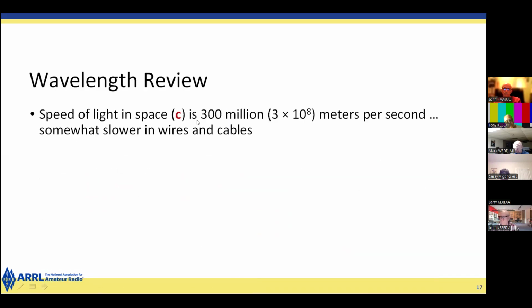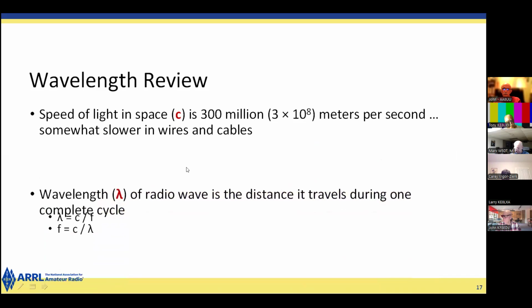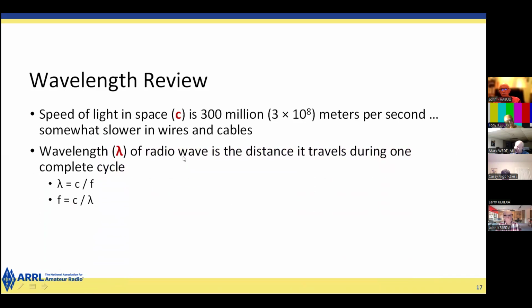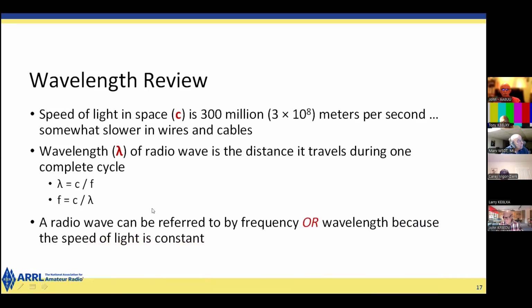Okay, wavelength review. The speed of light is 300 million meters per second, somewhat slower in wires and cables. Wavelength is the distance a radio wave travels during one complete cycle, and lambda is what they use for wavelength. So it's the speed of light, c, divided by the frequency. The frequency is the speed of light divided by the wavelength. Either way, you can flip it back and forth.